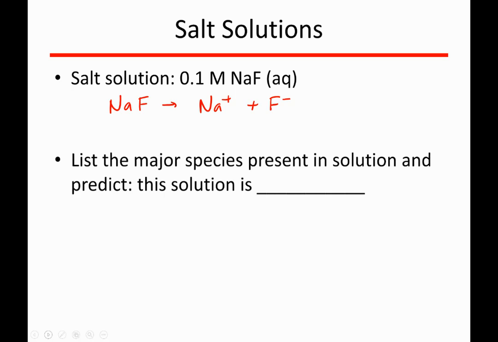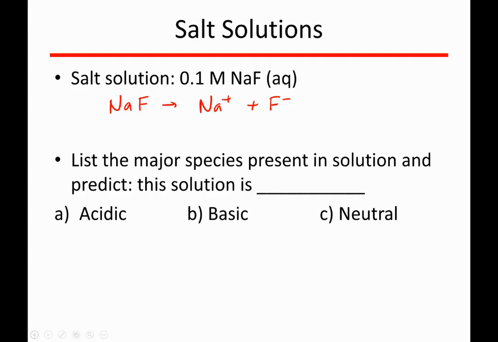Now, I want you to list out the major species that are going to be present in this solution and predict whether this solution is acidic or basic or neutral. So take a moment to work through this, and if necessary, take a look at the table of acids and bases to help you answer this question. And on the other side of the question, we'll go over the answer together. All right, let's go over the answer.